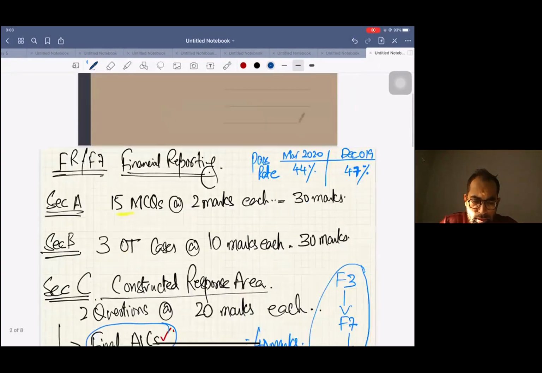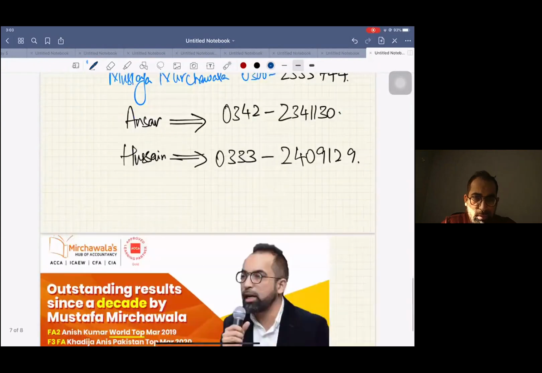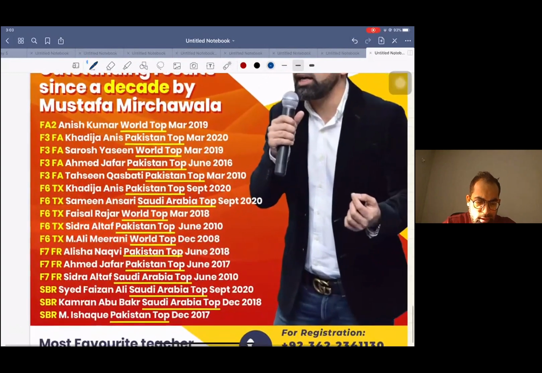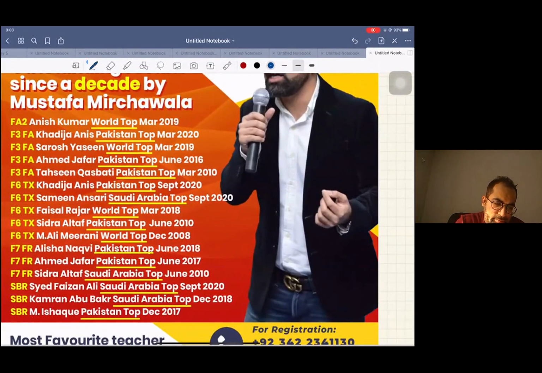Let me share my position document with you. You can have a look. See, these all are the positions. These are F3 positions. These are taxation positions. This is FR, this is SBR. Even foreign students, our online students, score positions. You can see Saudi Arabia top, many times Saudi Arabia top, and worldwide positions as well.